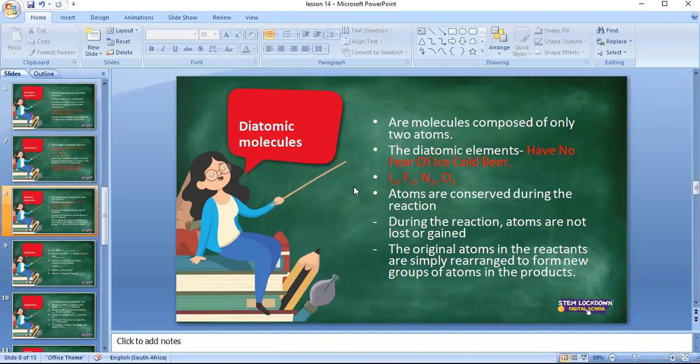Then the original atoms in the reactants are simply rearranged to form new groups of atoms in the product. So when the elements are reacting, they will react to give us a new product. For example, when carbon is reacting with oxygen, what do we get? We get a new compound called carbon dioxide. Are we clear, grade nines? Then, what else did we look at?